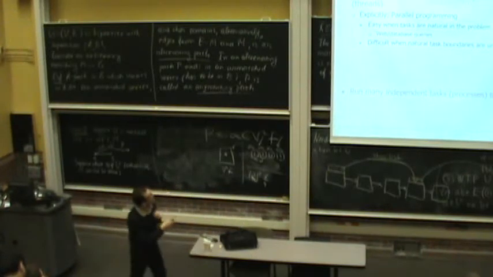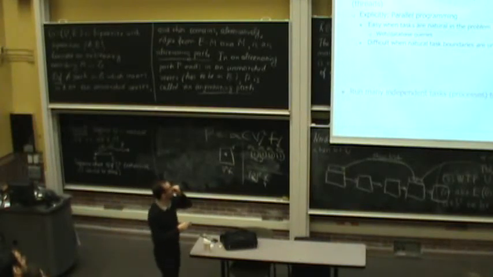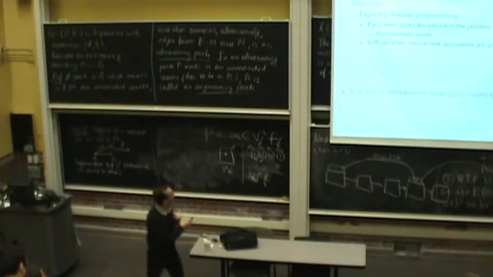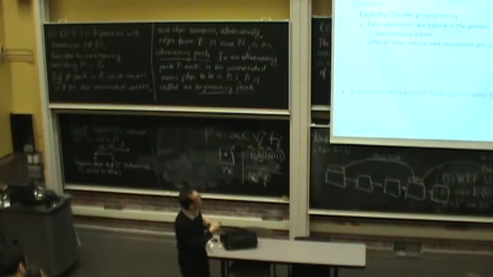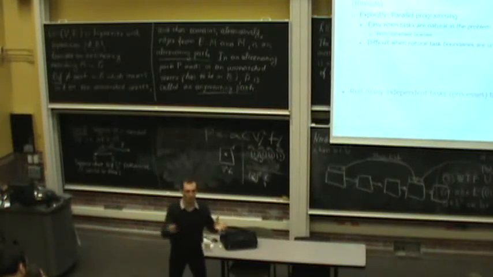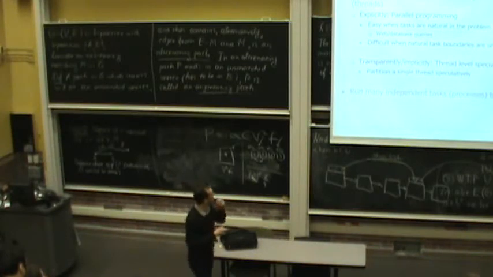Okay. So, partition a single problem into multiple related tasks. We will see an example of this very soon. You could partition the problem into different tasks explicitly. The programmer can explicitly say, this is task 1, this is task 2, this is task 3. This is called parallel programming. It's easy when tasks are natural in the problem, like queries. This actually could be a single problem. It's difficult when natural task boundaries are not clear. If you do not know how to partition, or if there's a lot of communication between different tasks, then this is difficult.